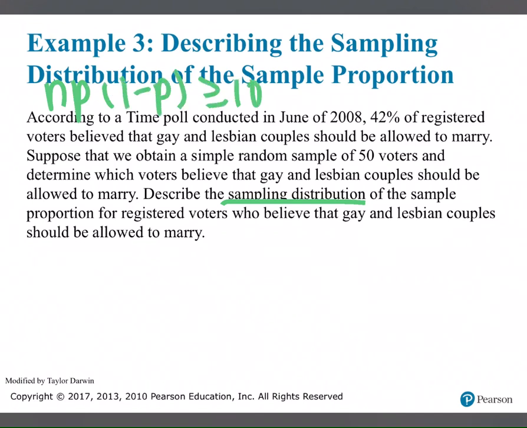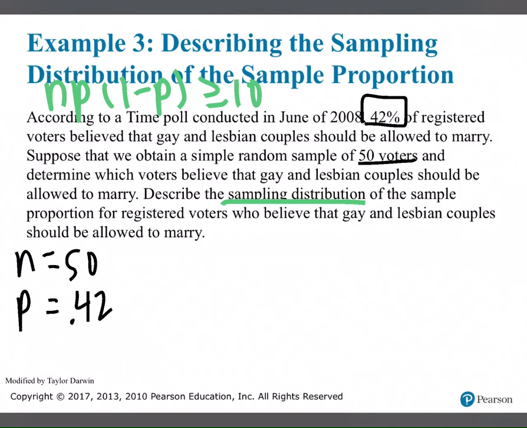So first we need to figure out what our n is. How many people did we ask? We asked 50 people. Sometimes you have to find your p hat or your p, depending on which one you're given. And sometimes it's just given to you. And in this case, we were given a proportion of 42%, right? Proportions are percentages, decimals, or fractions. I'm going to turn this into a decimal. So my p hat is 0.42.